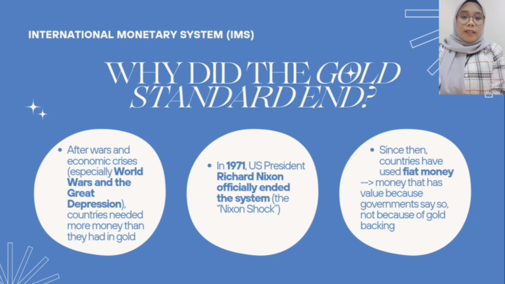Gold standard has reached the end after world wars and economic crisis, especially world wars and Great Depression. Countries needed more money than they had in gold. In 1971, US President Richard Nixon has officially ended the system, and it is called a Nixon shock. Since then, countries have used fiat money. Fiat money is money that has value after government says so, not because of gold backing.